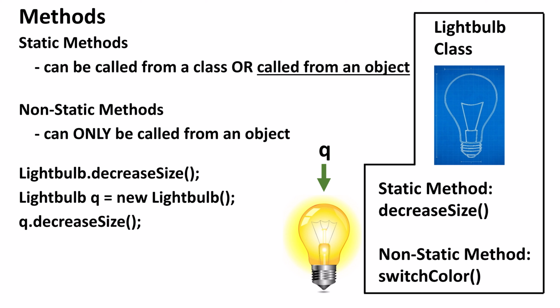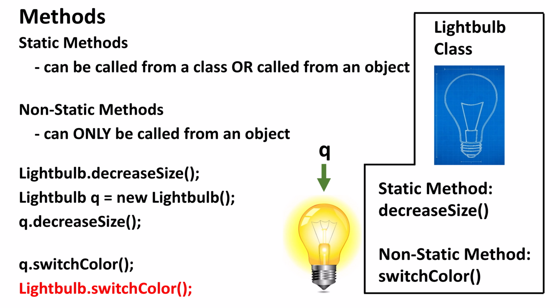switchColor is a non-static method, so we must call it from an object. The only variable we have that is pointing at a LightBulb object is q, so we'll call it from q. As a non-static method, an object behavior, switchColor cannot be called from the LightBulb class. This line of code will give the error, non-static method cannot be referenced from a static context.